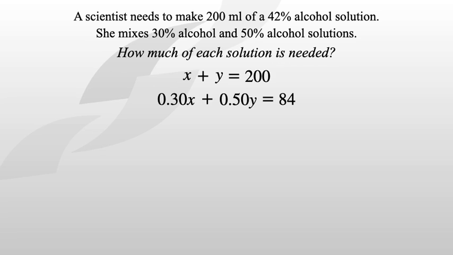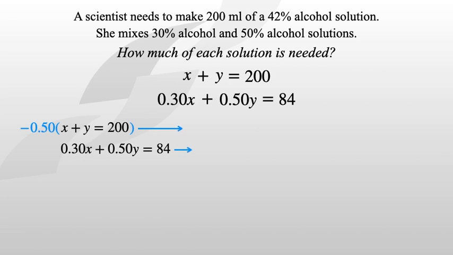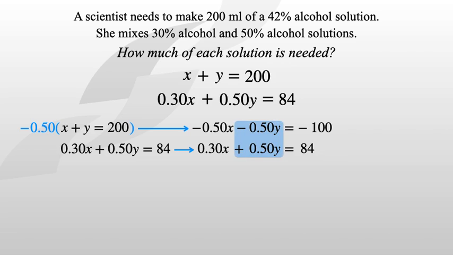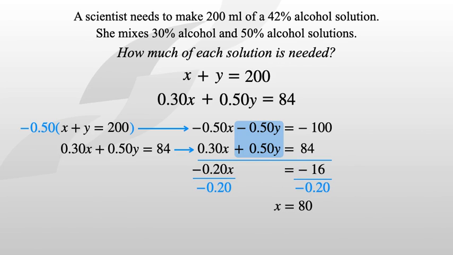This system could be solved by graphing, by substitution, or by elimination. I'll choose to apply the elimination method. Multiplying the first equation by -0.50 generates a y term opposite to that in the second equation. Adding these two equations gives an equation in one variable. -0.20x equals -16. Dividing each side of this equation by -0.20 results in x equals 80.